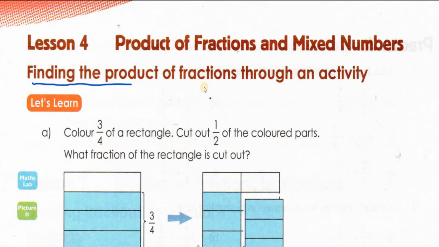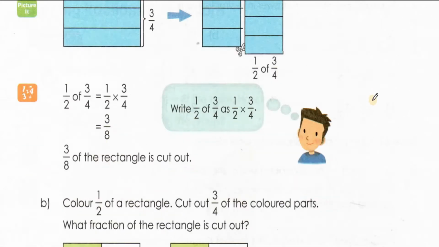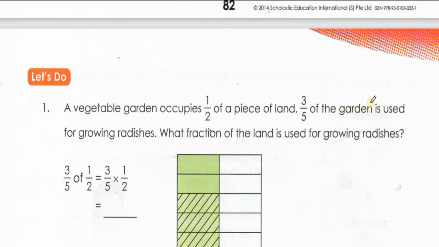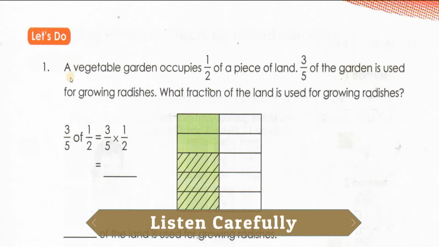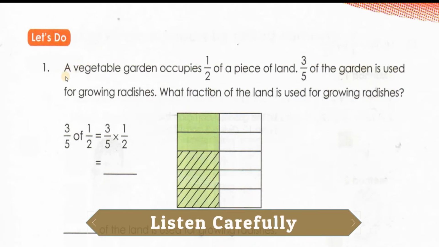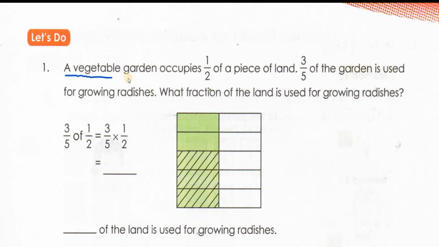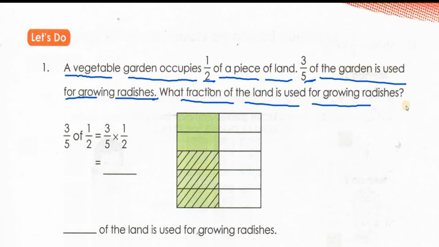Find the product of fractions through an activity. Okay, this activity, no issues, we can go for it. But on the next page, you see here, a vegetable garden occupies 1/2 of a piece of land. 3/5 of the garden is used for growing radishes. What fraction of land is used for growing radishes?